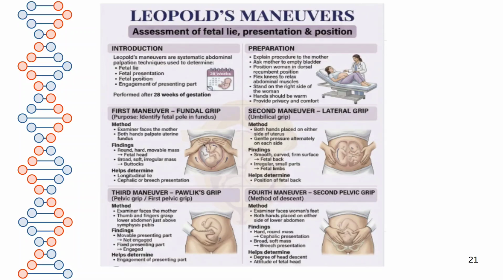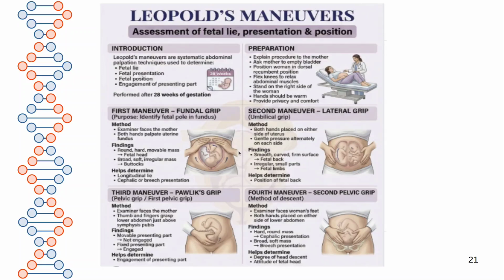Method. The examiner faces the mother. As we said, the examiner has to stand on the right side and face towards the mother's head. By placing both hands, palpate the uterine fundus, the fundus part of the uterus, as shown in the picture. Fundal grip findings: you have to palpate with round, circular movements.